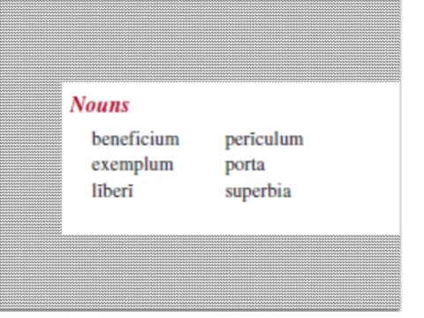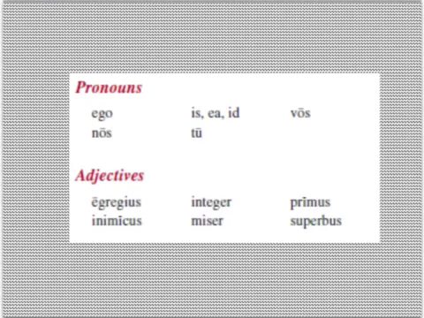Now a review of the nouns. The only thing that's really to notice here is libri would be masculine. It's a plural noun meaning children. And now we have our pronouns, ego, I, nos, we, is, ea, id, which is he, she, it, tu, you singular, vos, you plural, and then our adjectives. Again, nothing special here. For integer, the E goes away when it goes to the other forms, but in miser, the E will stay.